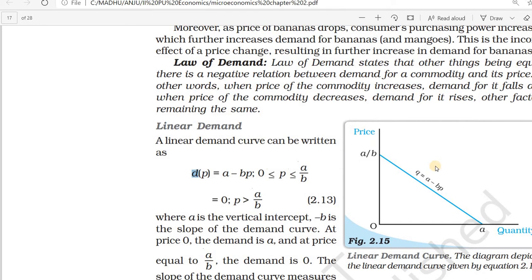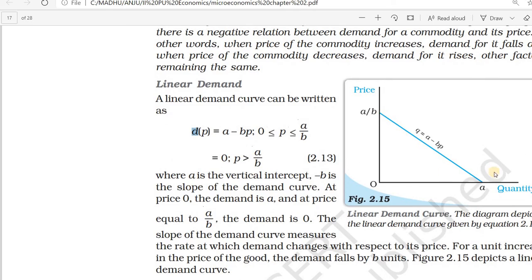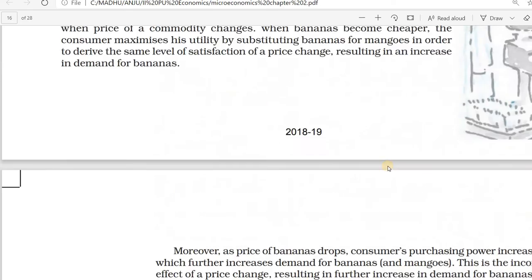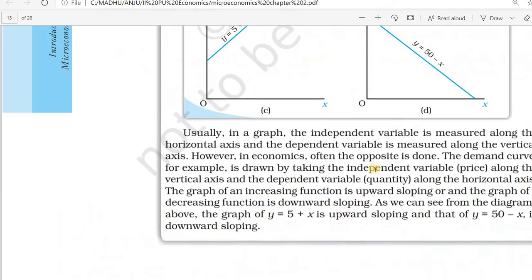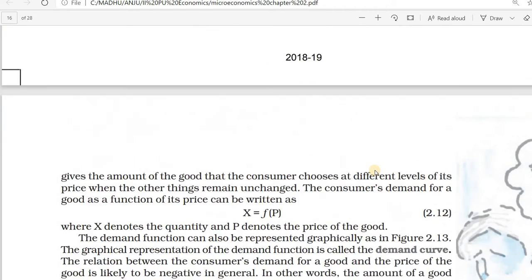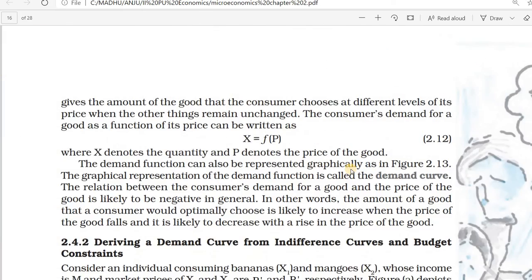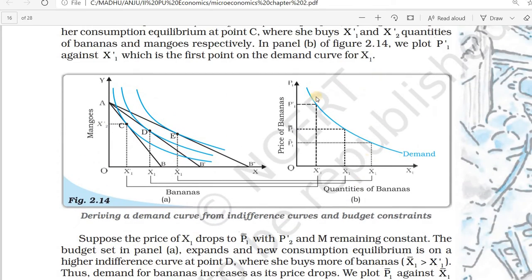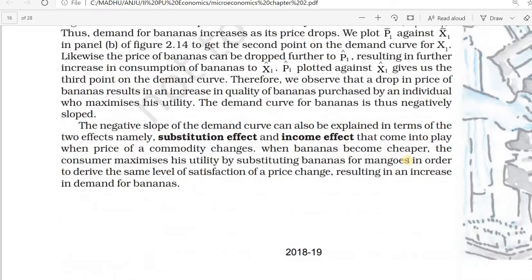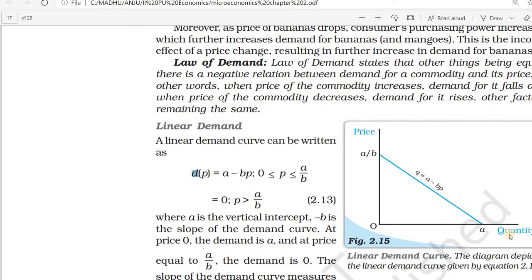You can see a diagram here. This demand curve, we know what the normal demand curve shape will be. We already studied the shape of the demand curve. This is the shape of the demand curve, but in the case of a linear demand curve, the shape will be like this. Then what is the reason?